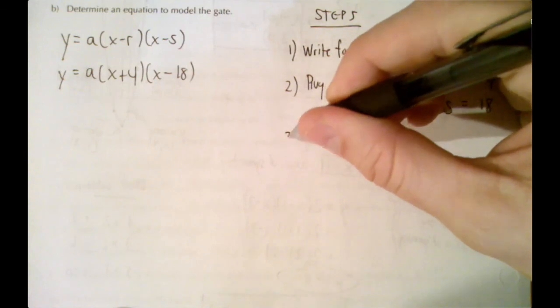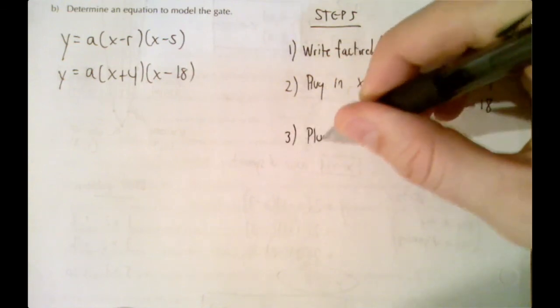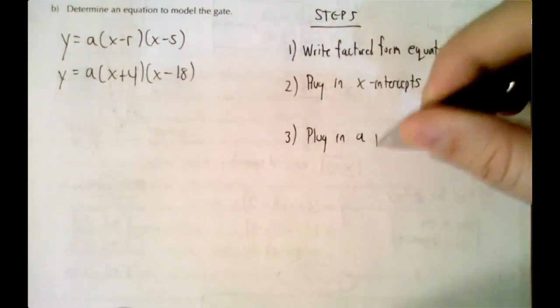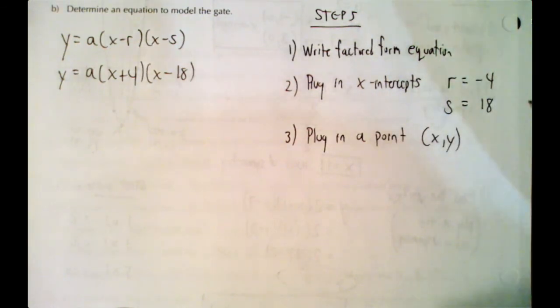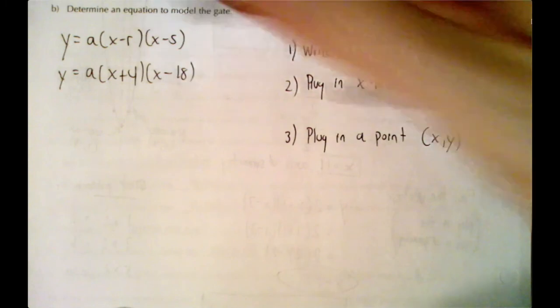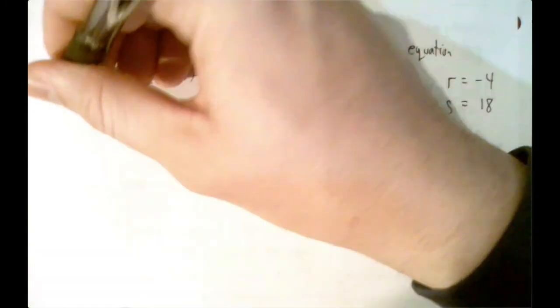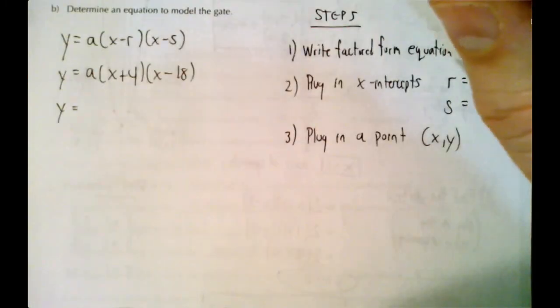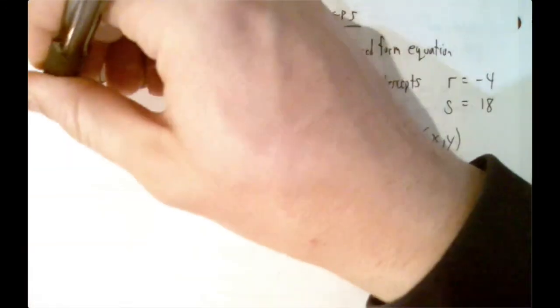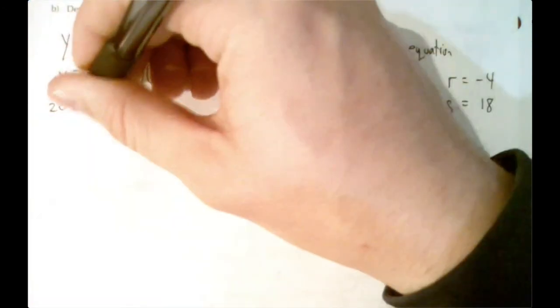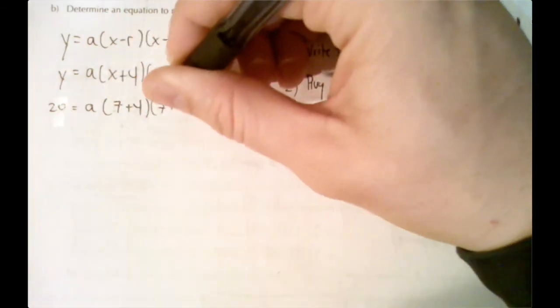Step 3, plug in a point, an x and a y. Well, the only other point we have, because we can't use one of the x-intercepts, is our vertex. Our vertex is 7 and 20. There's 2 x's, so we put in 7 twice.